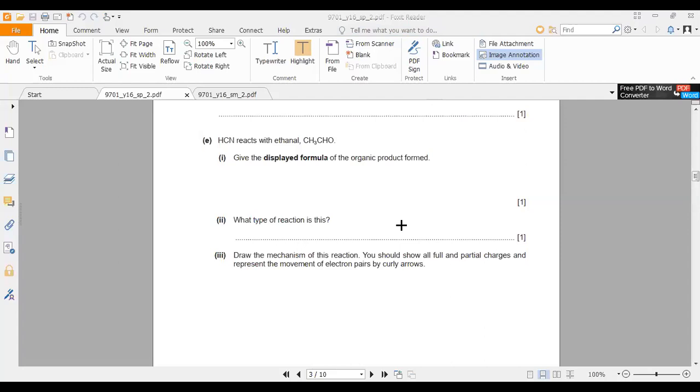Okay. So give the displayed formula of the organic product. See, ethanal. You know that carbonyl compounds undergo nucleophilic addition reactions. So with HCN, it will also undergo a nucleophilic addition reaction, right? So what will be the displayed formula of the organic product? Hopefully you have completed by this time.